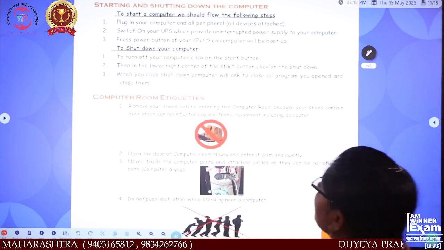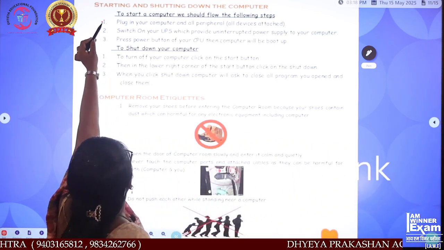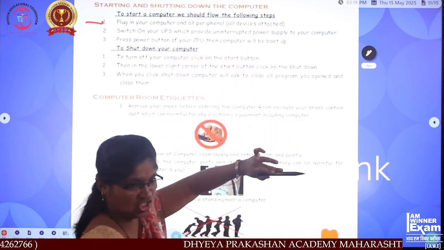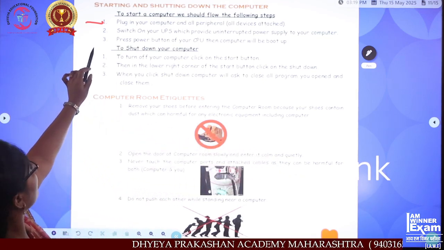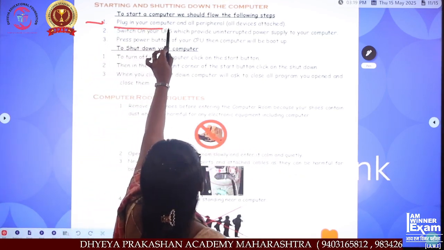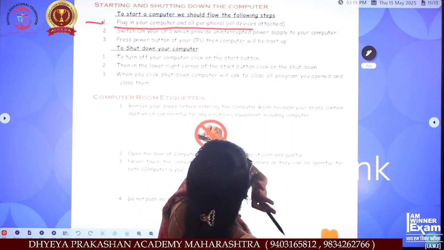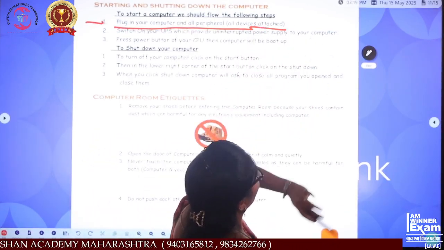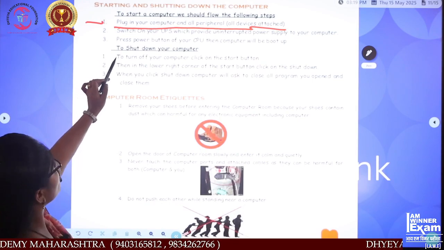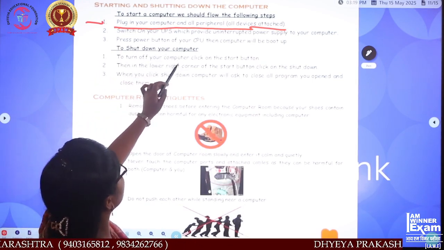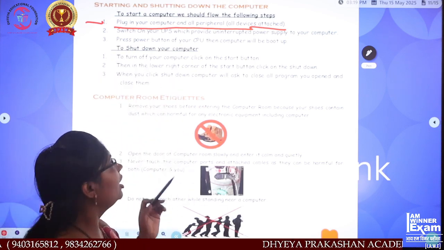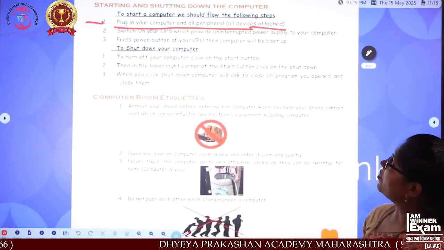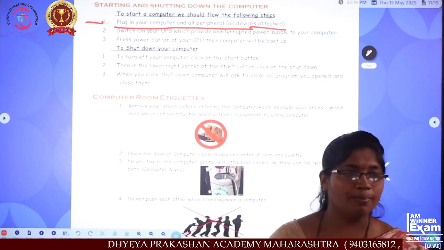First, plug in your computer and make sure all peripheral devices are attached. Next, switch on your UPS, which provides uninterrupted power supply to the computer.